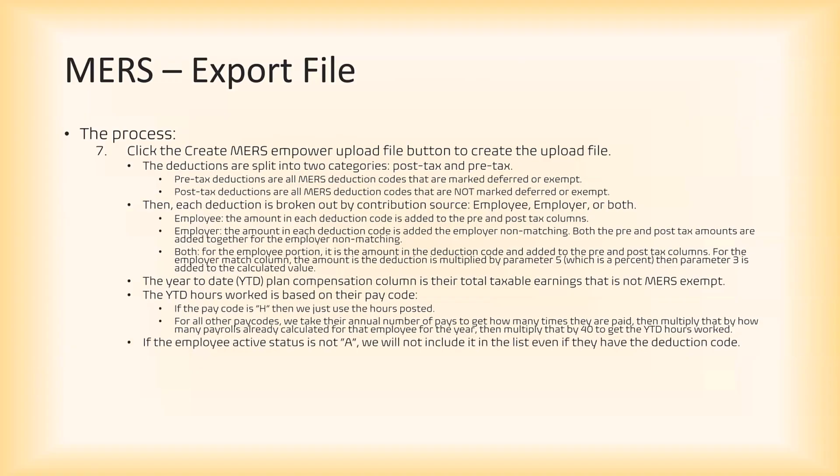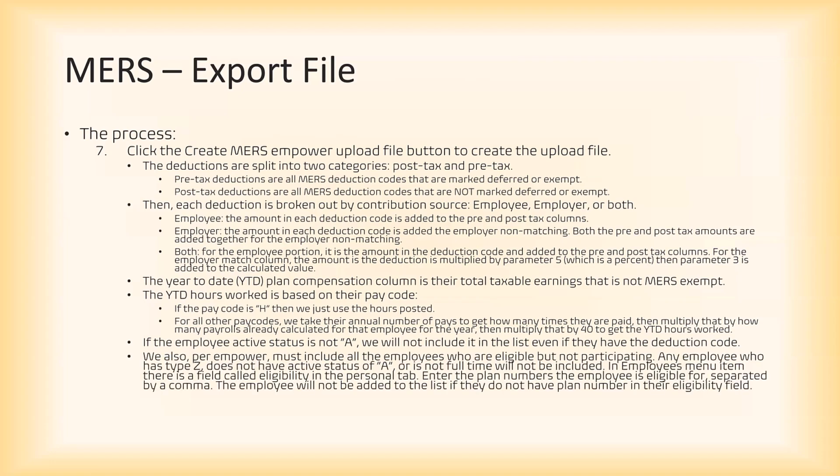If the employee's active status is not A, we will not include them in this list, even if they have the deduction code. They have to have an active status of A. Another change that Empower put upon us is that the file must include all employees who are eligible but not participating. To start with, when we run through the list, we exclude any employee that is type Z, is inactive, or is not full-time. They want full-time employees who are eligible.